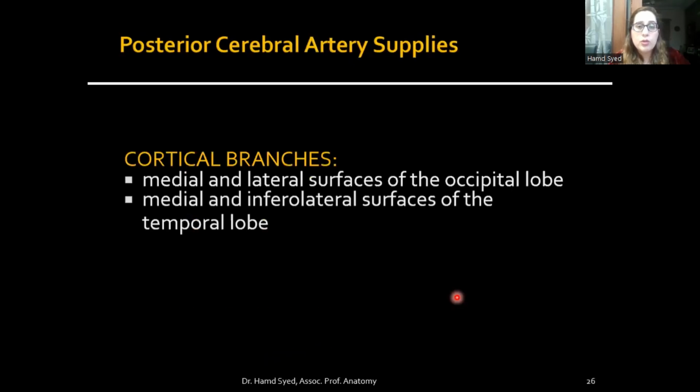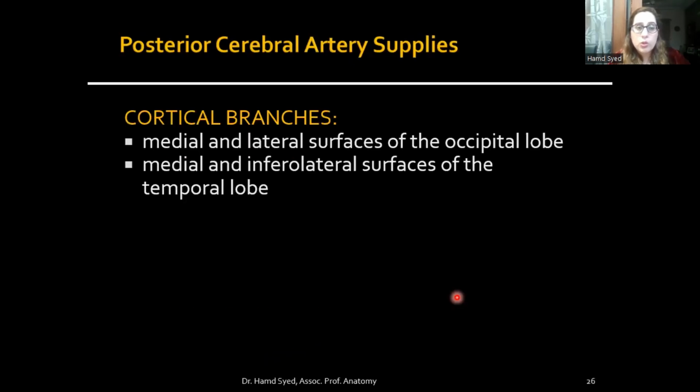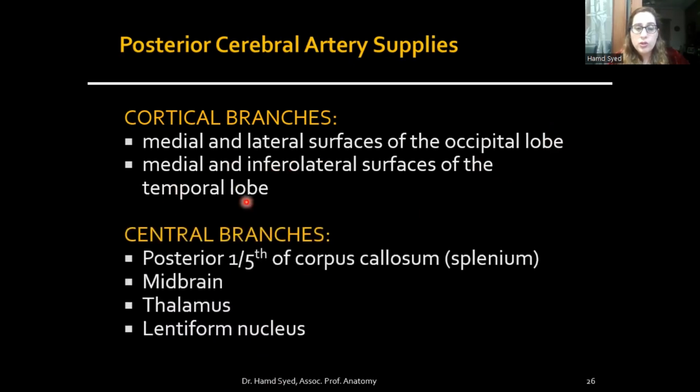Posterior cerebral artery, this supplies cortical branches to the medial and lateral surfaces of the occipital lobe and also the medial and inferolateral surfaces of the temporal lobe. Whereas the central branches are going to supply now the posterior 1/5 of corpus callosum. This is known as the splenium, as well as midbrain, thalamus, and the lentiform nucleus.